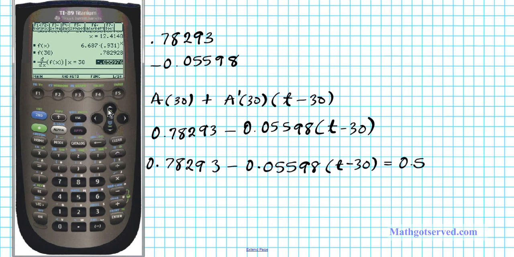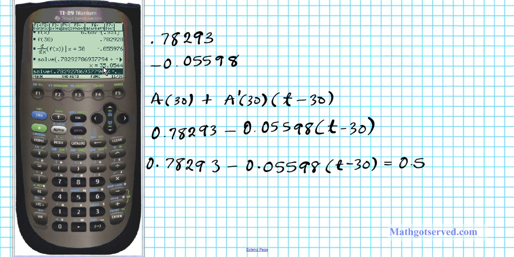So that value plus parentheses this value right here times x minus 30. I want to solve when this is equal to 0.5. I didn't put in all the information, but I'll put it in momentarily. I want to solve it for x, or you can put t, whatever variable you want. Then let's go back to the front. Type in F3, which is solve. Solve this equation. Press enter, and your answer is 35.054.